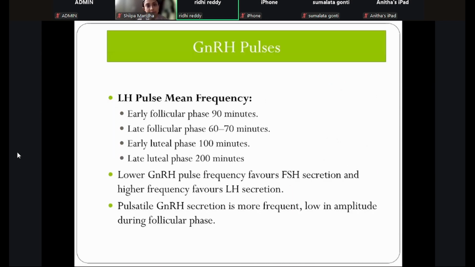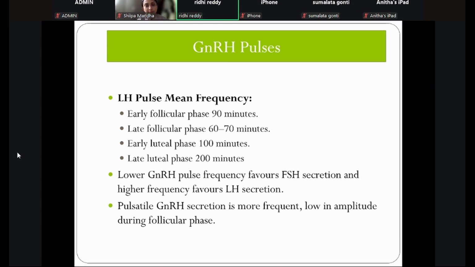Then GnRH pulses. So we should know the mean frequency of the pulse. We cannot measure FSH pulses, we can only measure the LH pulse mean frequency. In the early follicular phase it is around 90 minutes. Late follicular phase, around 1 hour. Early luteal phase, around 100 minutes. Late luteal phase is 200 minutes. So lower pulse frequency favors FSH secretion, whereas high pulse frequency favors LH secretion.